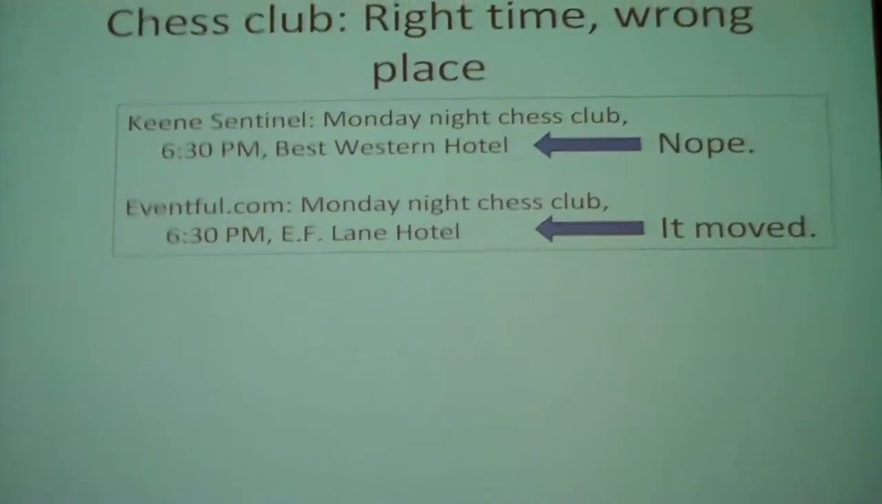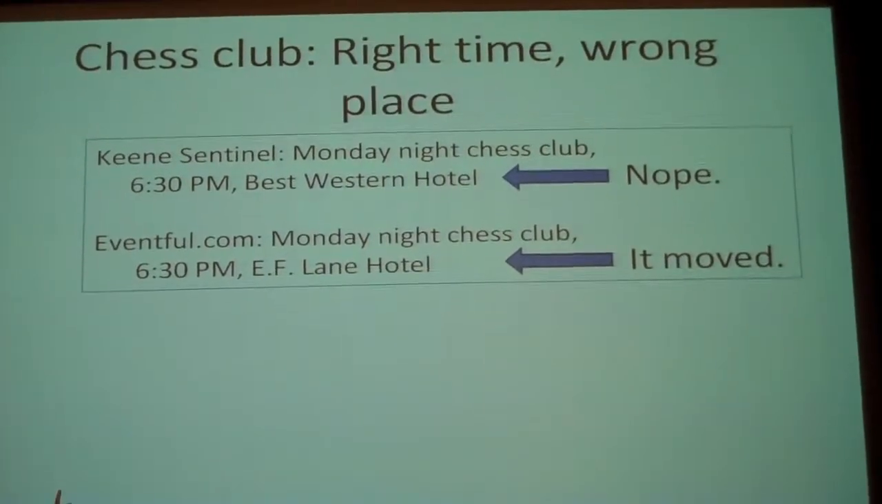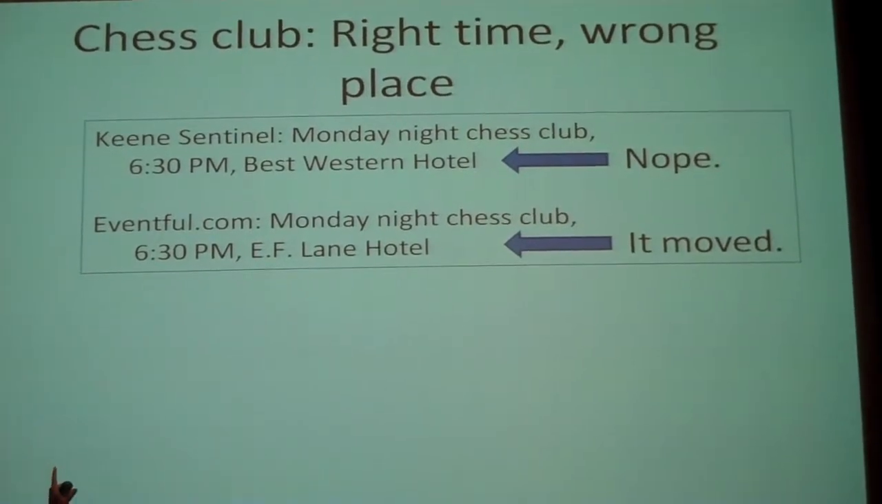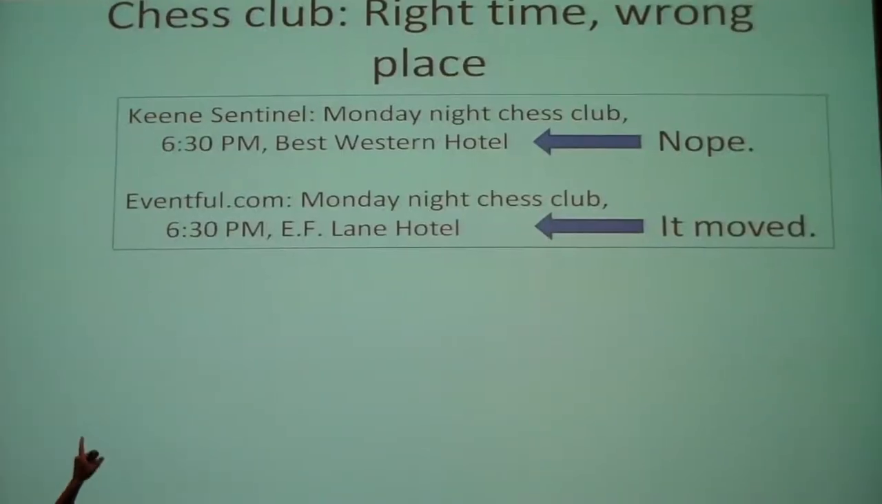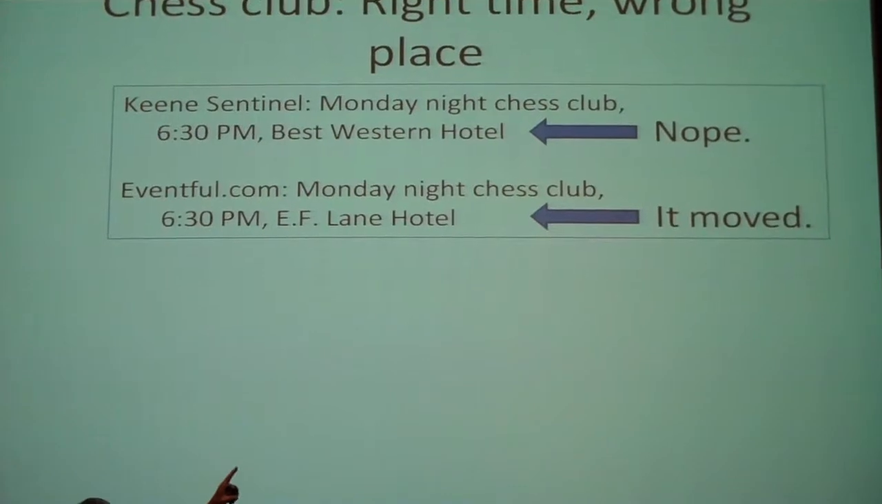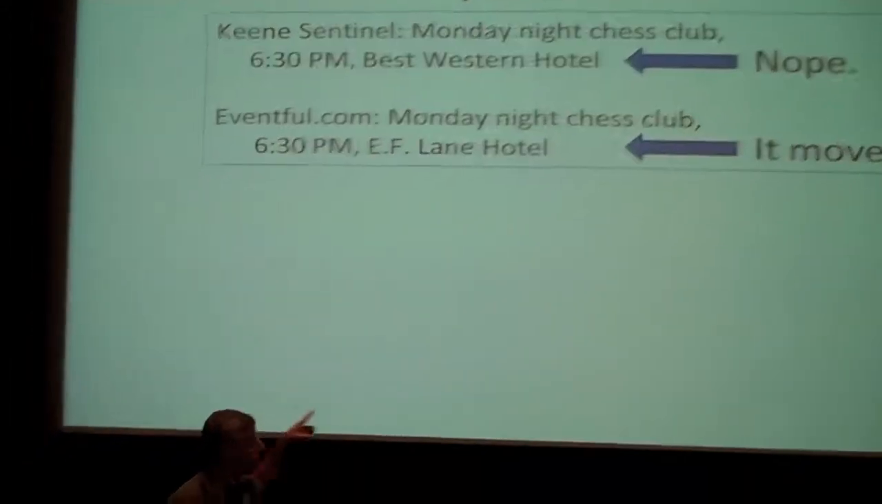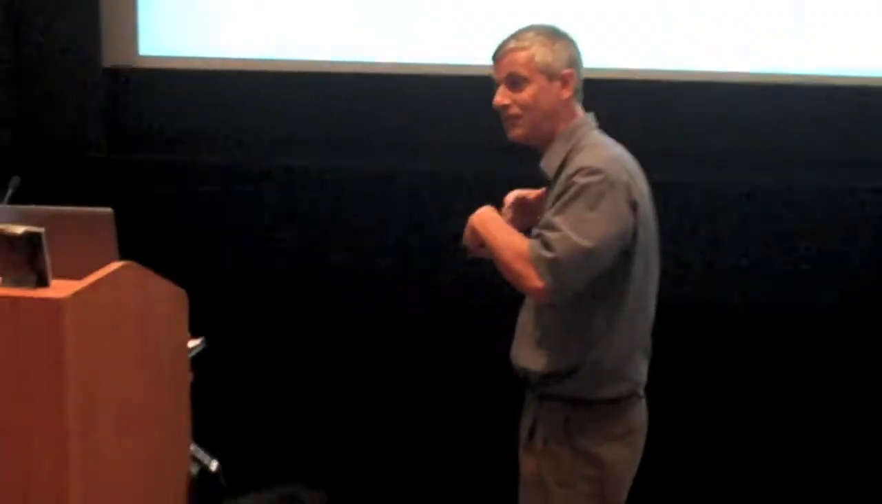So, in this example, my newspaper continued to, for about a year, publish the fact that the Monday Night Chess Club was at the Best Western Hotel, long after it had moved to the Flame Hotel. Why is that? Because the model is that the chess club takes a copy of information, brings it to the newspaper, says, please publish this for me, right? That's the service you provide as publication, right? When the information goes stale, there's no mechanism to refresh it.